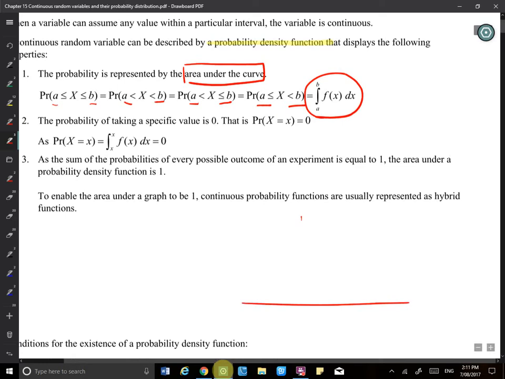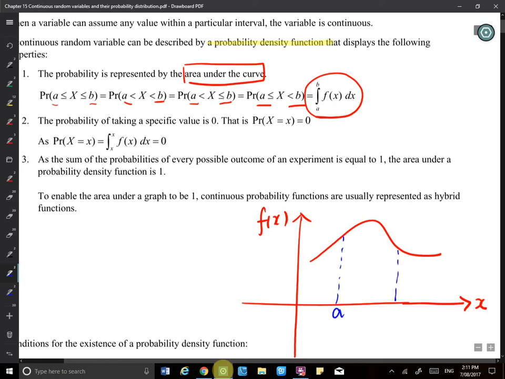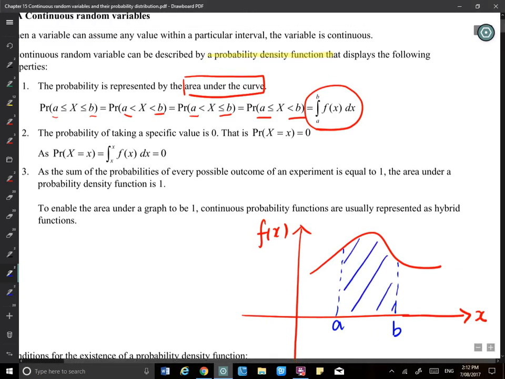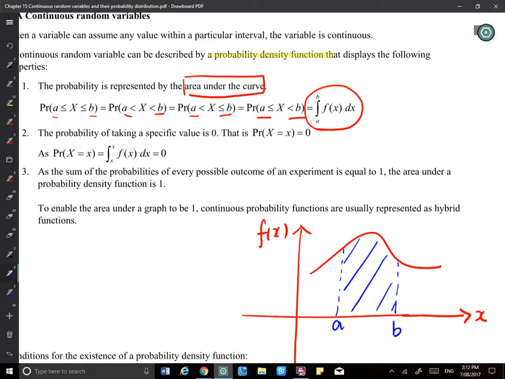So if we have the random variable X and the density function f(x), let's say the density function looks like that, and between a and b, say those two points, the probability that X takes a value between a and b will be this area here. We find that area, and that gives the probability between those two values. Whether it includes both values, neither, or one of them, it always gives the same probability.